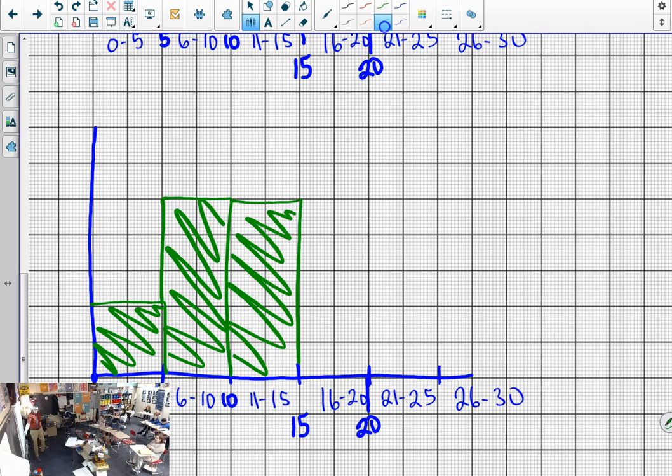How many in 16 to 20? 2. We need a long hit.